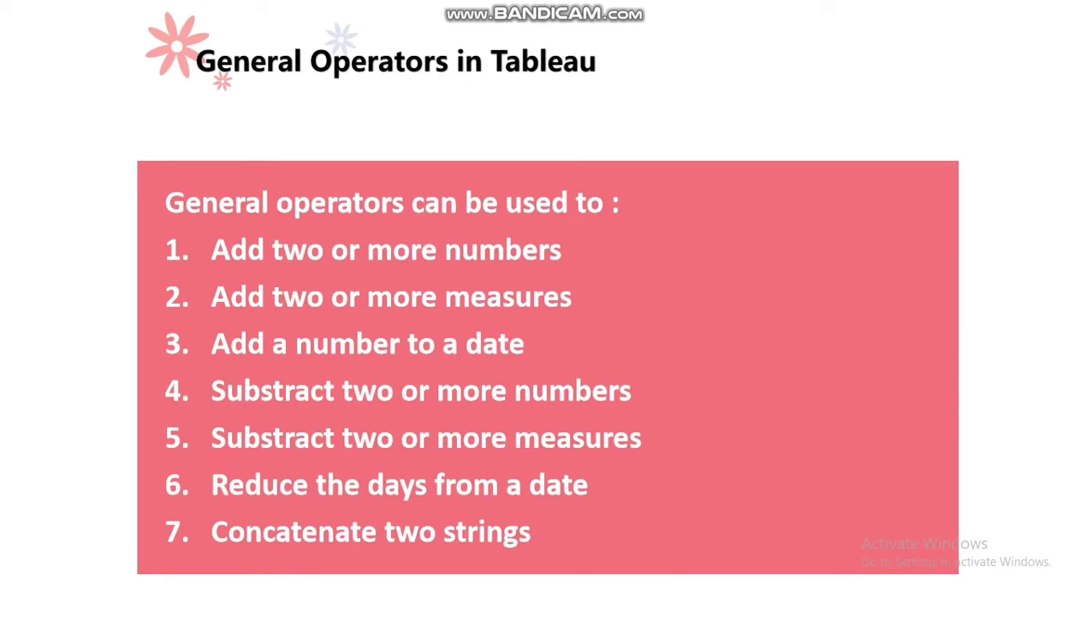General operators can be used to add two or more numbers, add two or more measures, add a number to a date, subtract two or more numbers, subtract two or more measures, reduce the days from a date, and concatenate two strings. Let me open Tableau Public application and show you how to use general operators in Tableau.